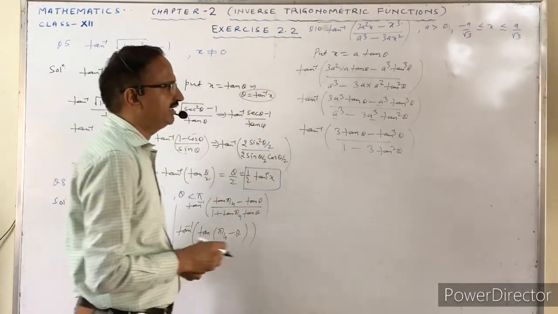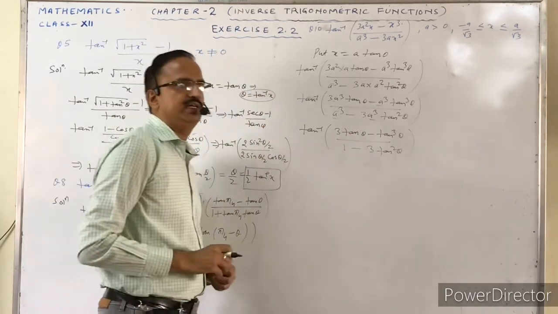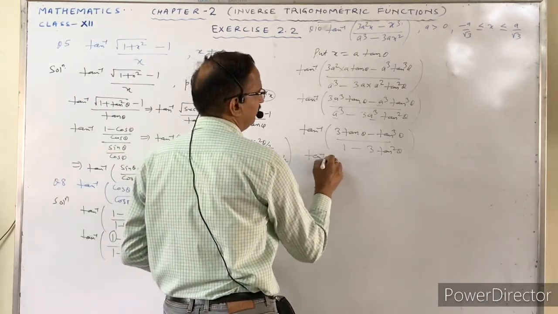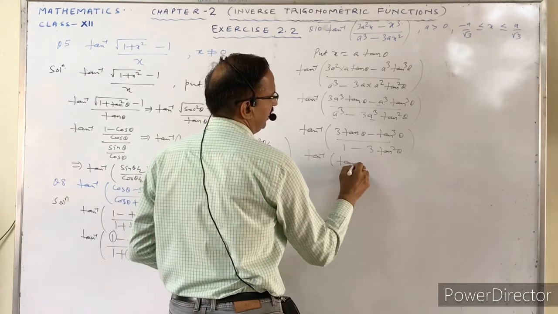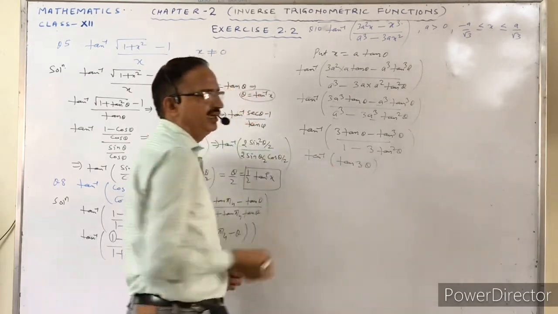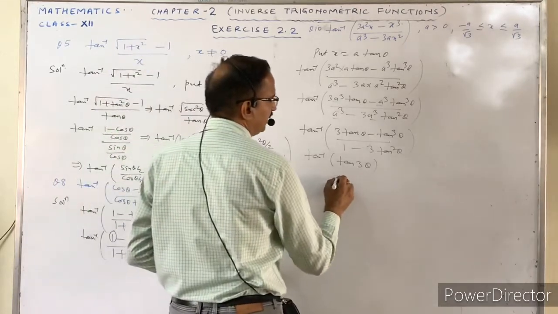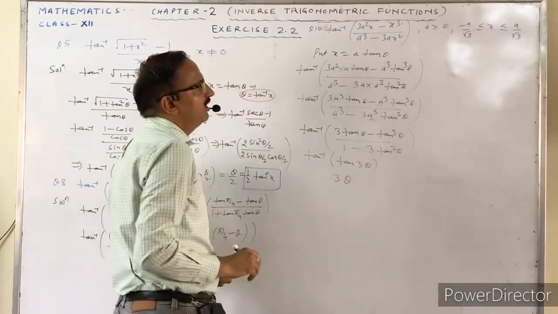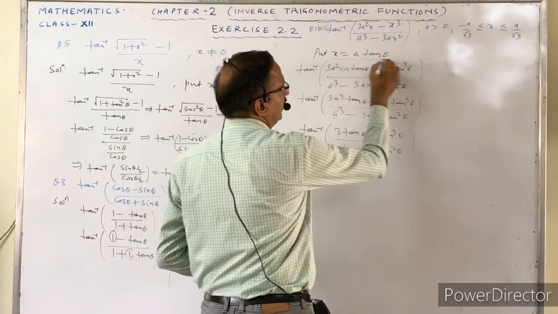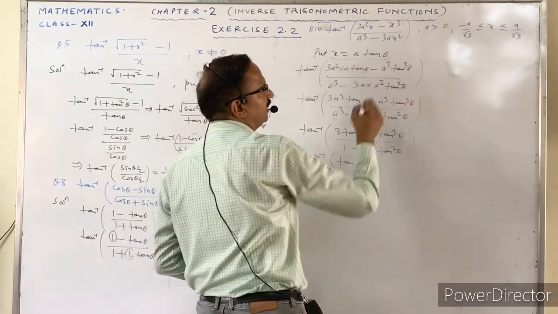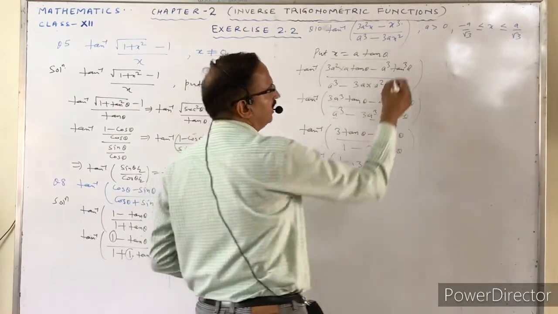And as we know, this is the value of tan 3 theta. So this is tan inverse and this is tan 3 theta. Again tan inverse cancels with tan and we will get 3 theta. Now look at this, x equals a tan theta. So what is the value of theta?